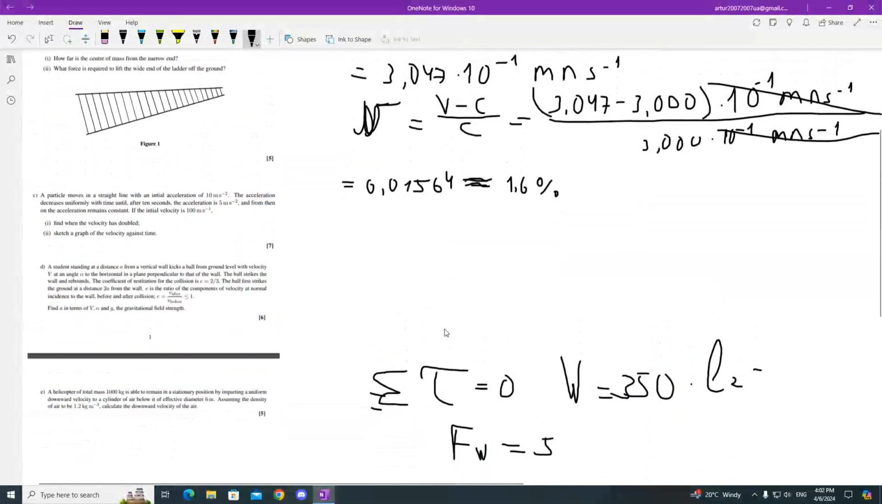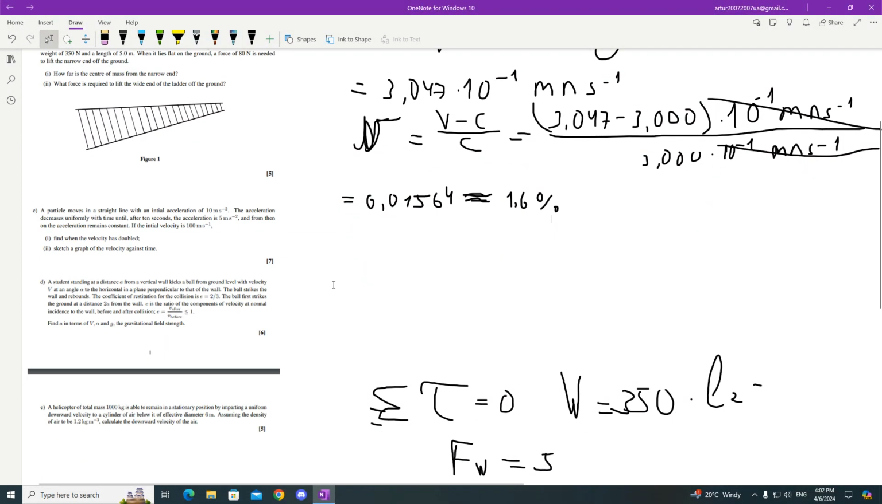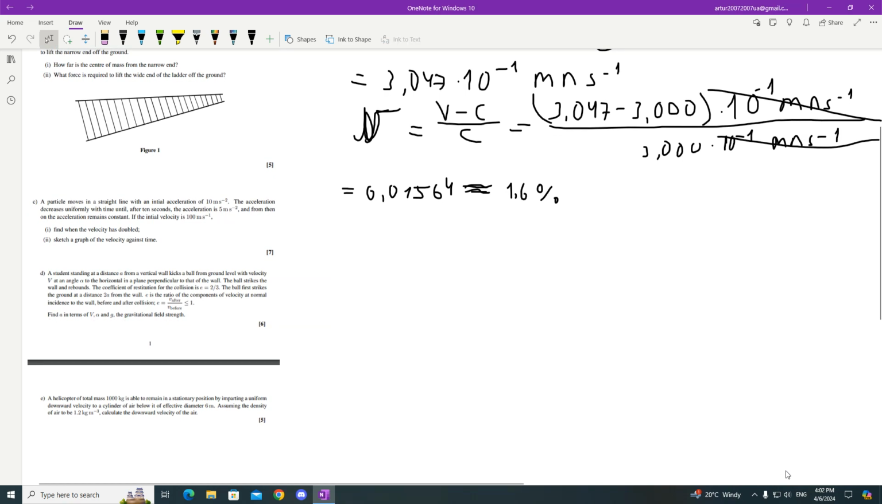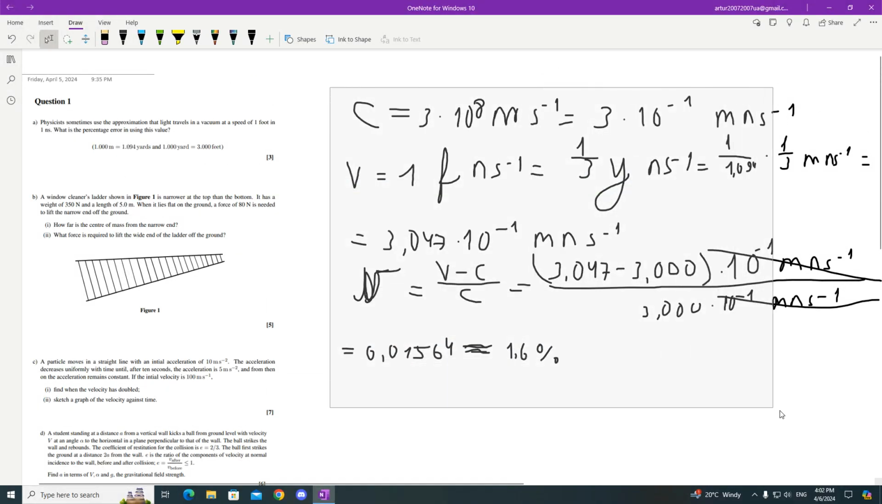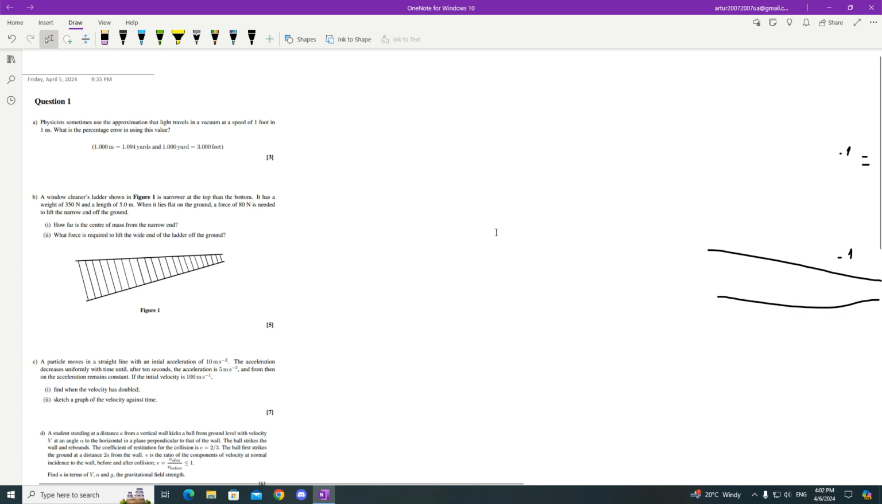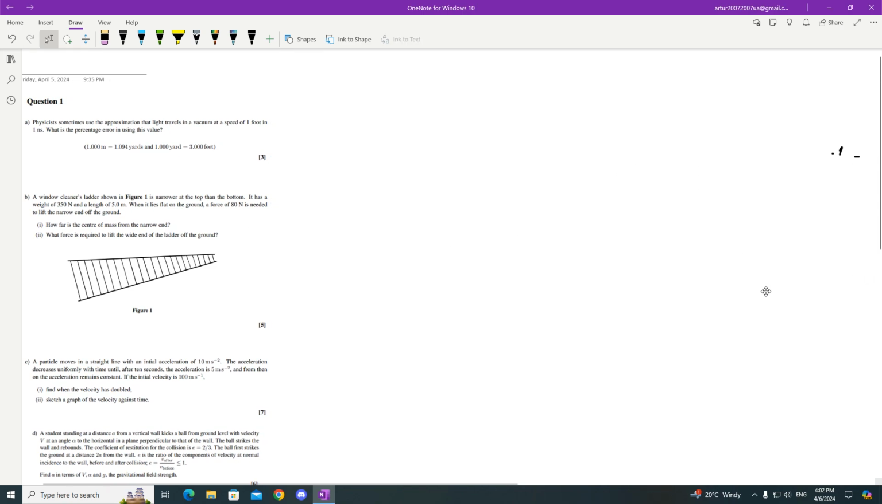So, task B. It's a more classical physics task, so we definitely need a diagram. We have a ladder, there is a weight that acts on it, and there is a force of 80 Newtons that acts on the narrow end and tries to pick it up. So let's draw the diagram. A is the wider end, B is the narrow end, and there is the center of mass. We assume it's closer to A than to B because it's wider, so there is more matter here.